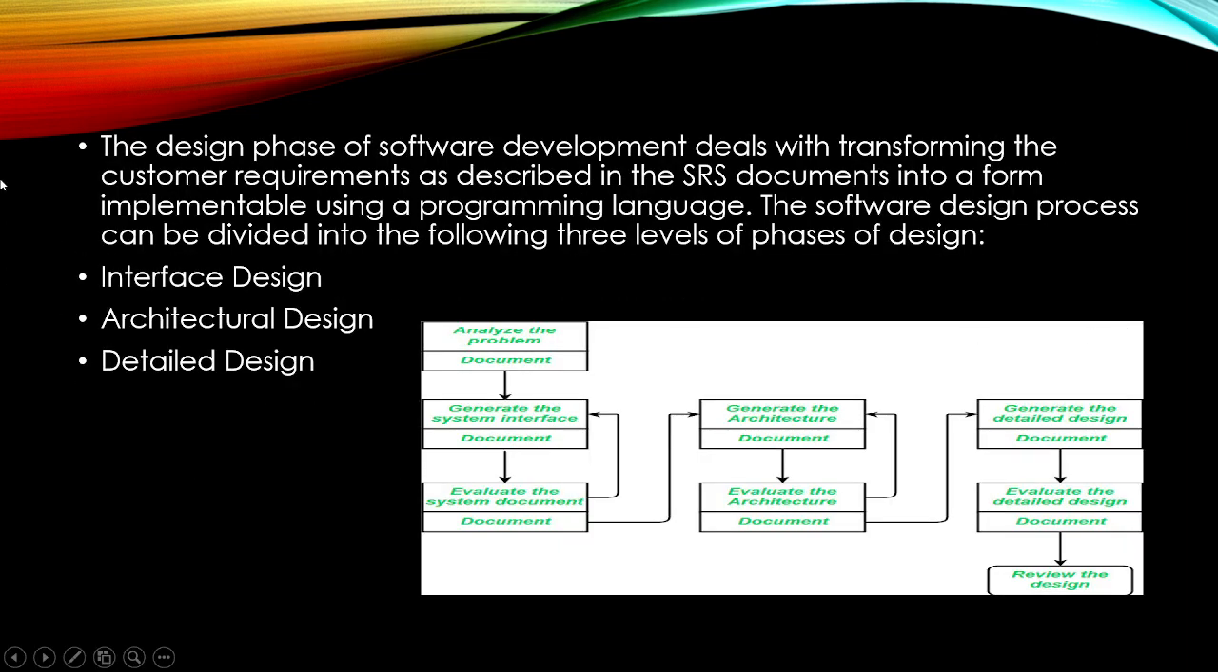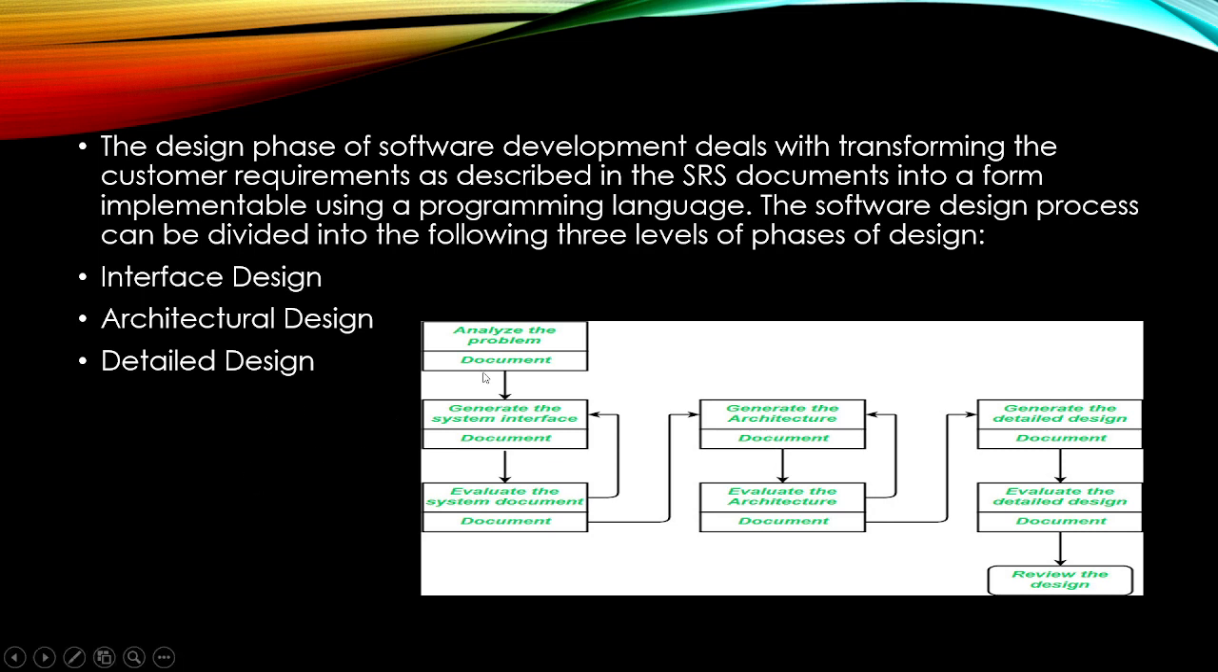So the design phase of software development deals with transforming the customer requirements as described in the SRS document into a form implementable using a programming language. The software design process can be divided into three levels or phases of design. The first being interface design, then architectural design, and detail design. First comes the interface design, then the architectural design, then the detail design.